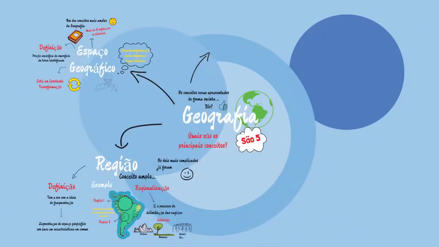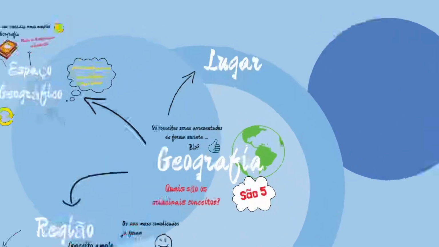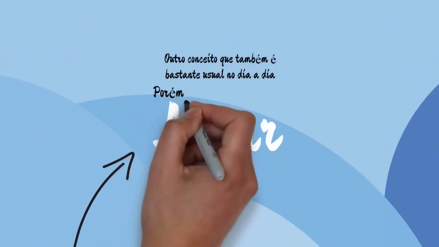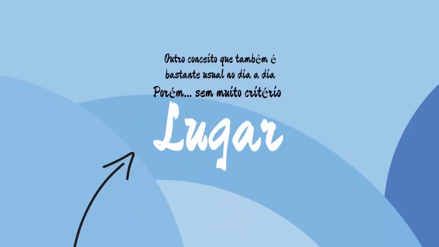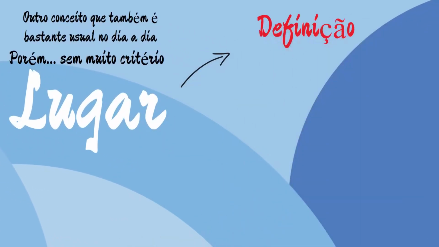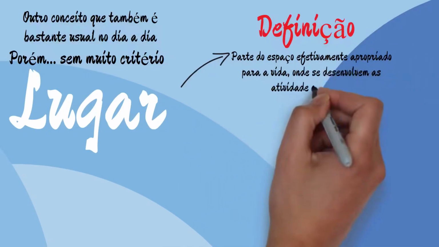Place. Well, this concept is also extremely important in geography, and I bet you use it a lot in your daily life too. Oh, I'm going to a certain place. Oh, that place is really good, and so on and so on. However, in geography, a place is understood as part of the space that is effectively used for living, where daily activities take place.